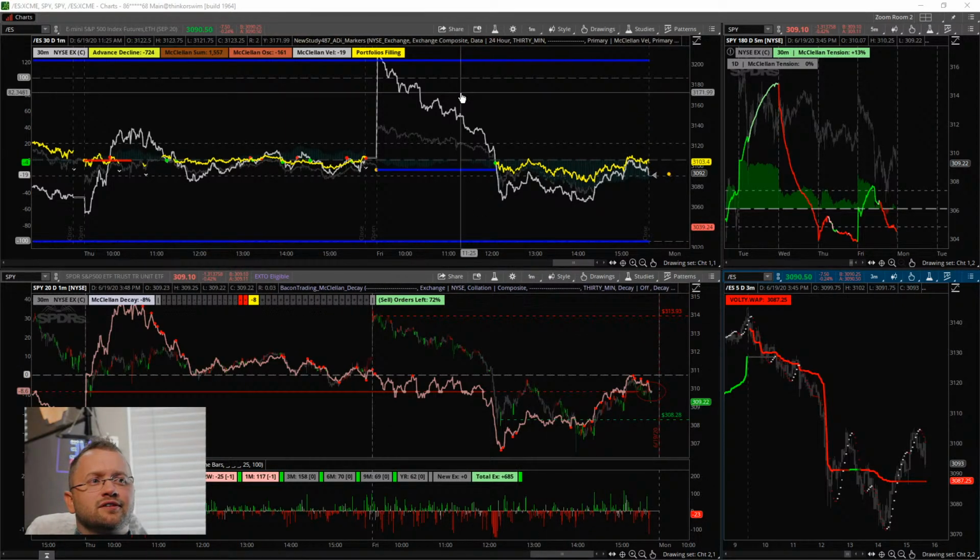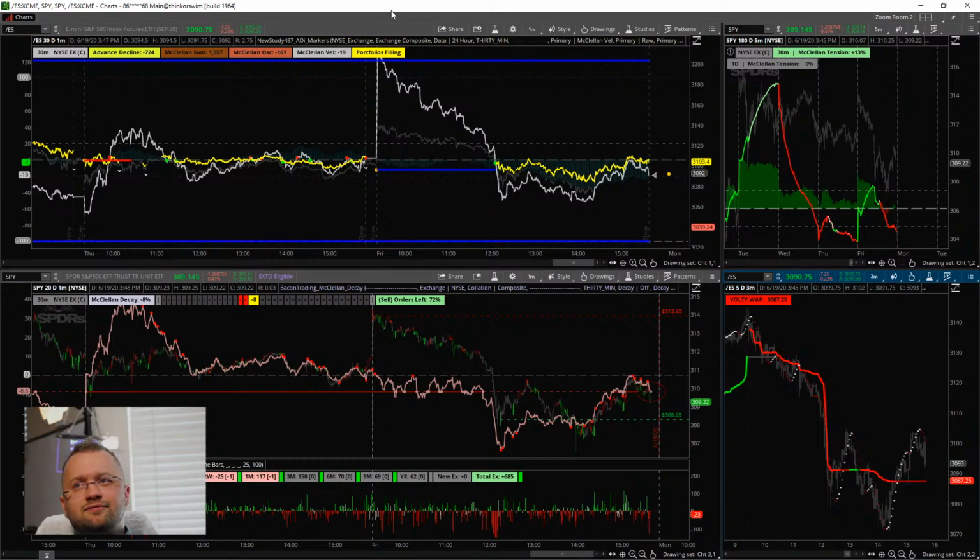Theta theft. Explain yourself. Theta theft. That's catchier than open interest theft.